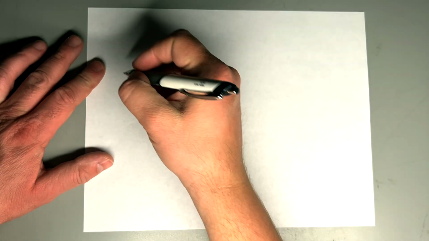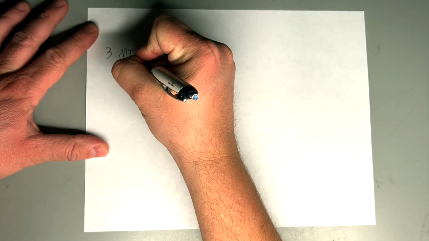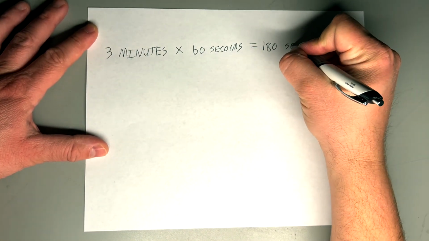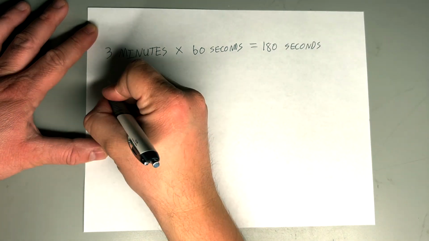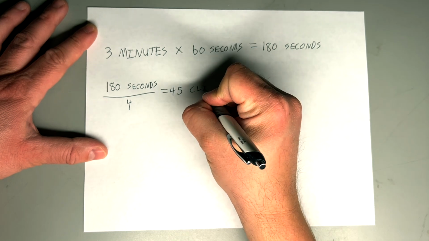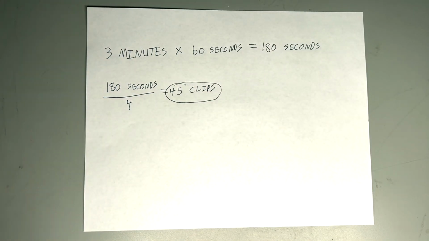So this song is about 3 minutes long, and I want the clips to change every 4 seconds. So there's a little bit of math involved in planning a video like this. So I have a 3-minute video. I'm going to multiply that by 60 seconds, and that gives me the total length of 180 seconds. Divide that by 4-second clips, and that gives me 45 clips. So I need 45 clips to make this video.